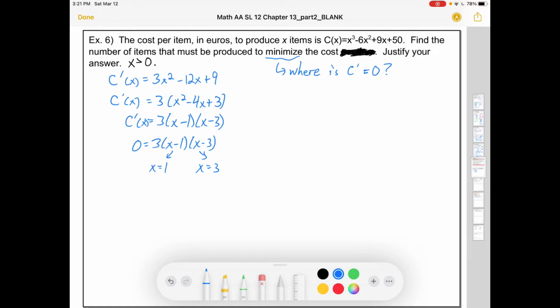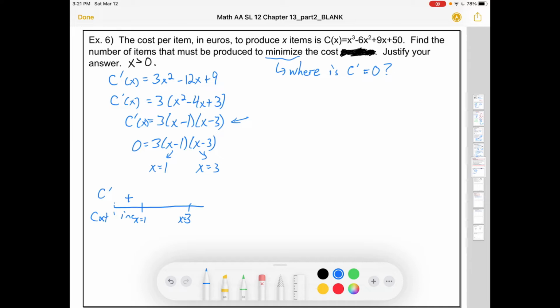So at one of those spots we're going to have at least a local minimum. Let's do a little sign diagram on C prime to figure out what's going on. So I can look at x values of 1 and x values of 3. And what I'm wondering is, how does cost change around them? If I put a number between 0 and 1 into this cost function, and I know it doesn't make sense to make 0.5 of something, but let's just go through the abstract idea here. If I put in 0.5, I'd have positive times a positive times a positive. C prime would be positive, which means cost would be increasing, which isn't great from a manufacturing point of view.